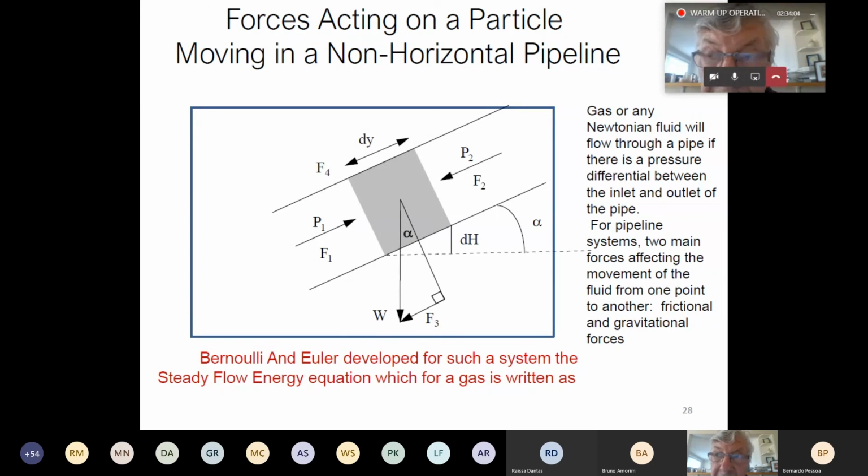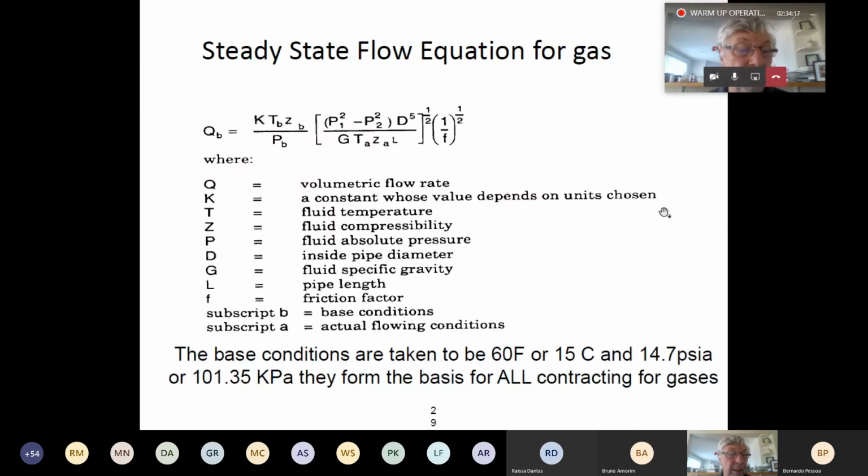And that was really good because Bernoulli was very, very good at experimental work, and Euler, of course, was very, very good theoretically. So they combined, and between them they produced what you'll find in the next slide, and that is on slide 29. And that's the steady flow energy equation. So that's the Bernoulli equation, really.